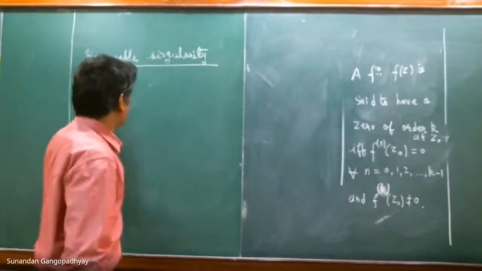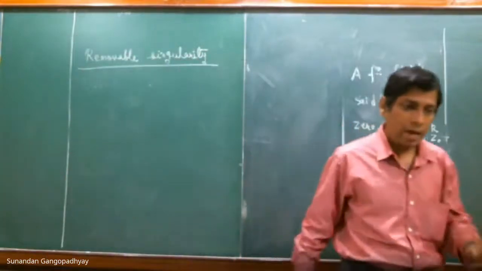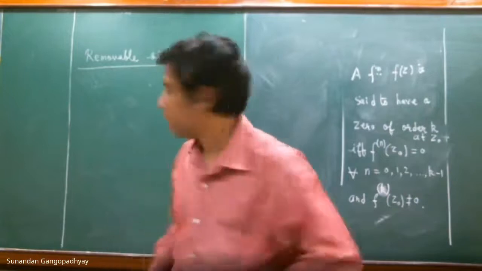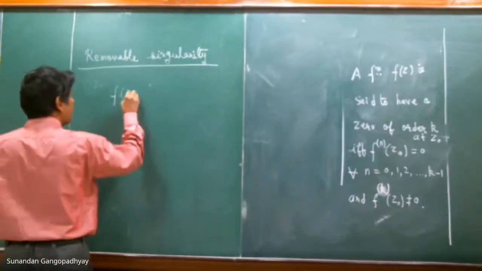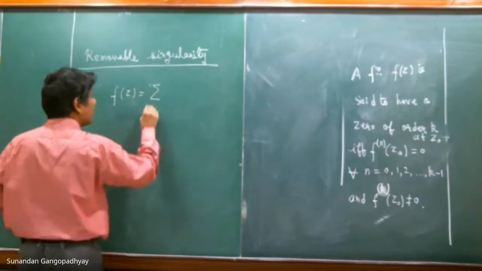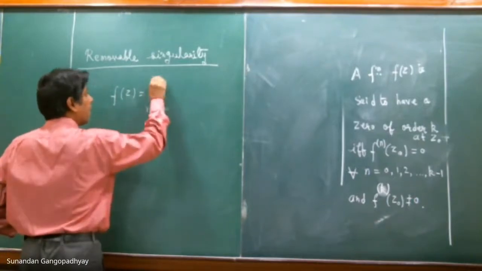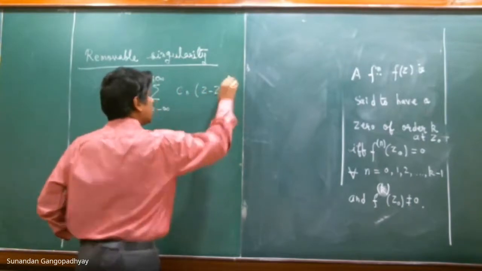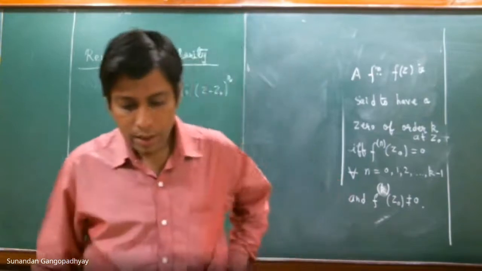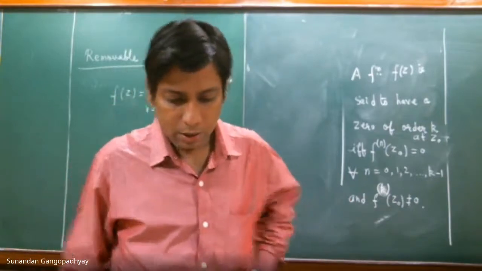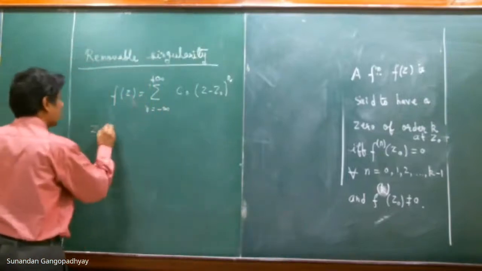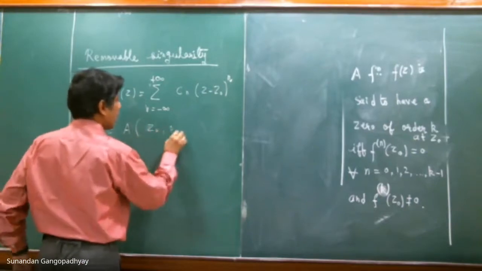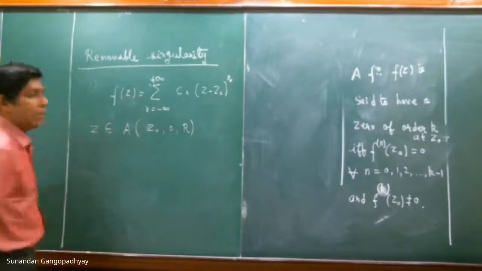So once again, you can formulate the definition in this way. Let f have an isolated singularity at z naught with Laurent series expansion. You write down the Laurent series expansion. So it has an isolated singularity. So this is the Laurent series expansion of this function around the point z is equal to z naught, and it is valid for all the points in this annulus. So it is valid in this region.